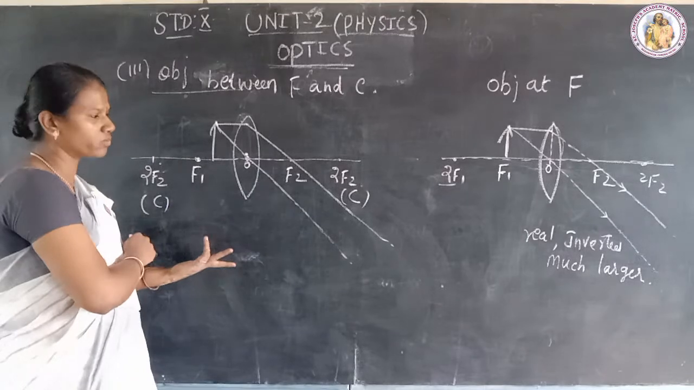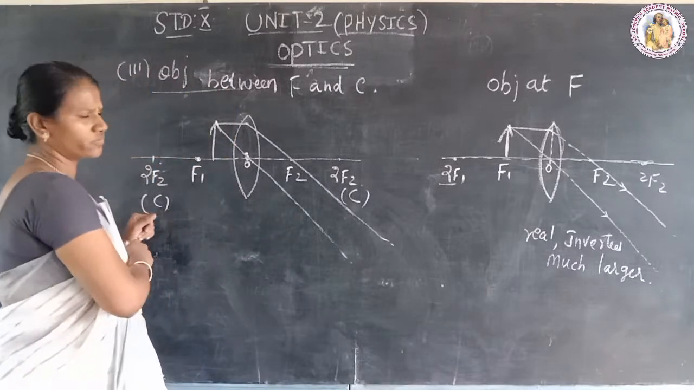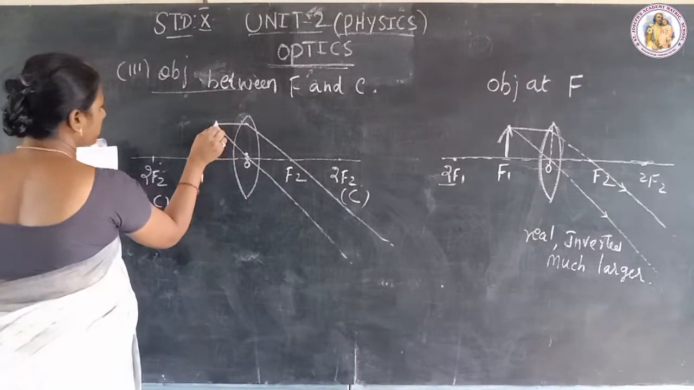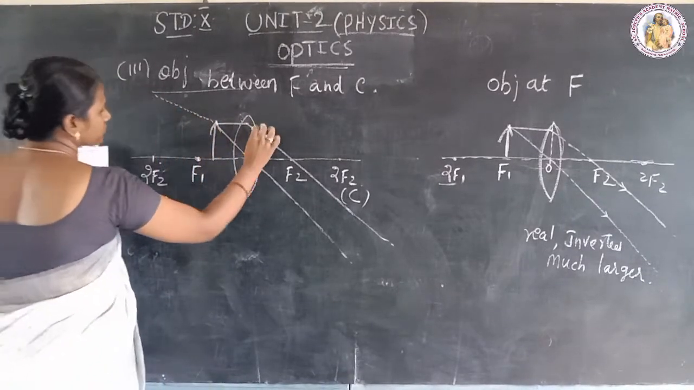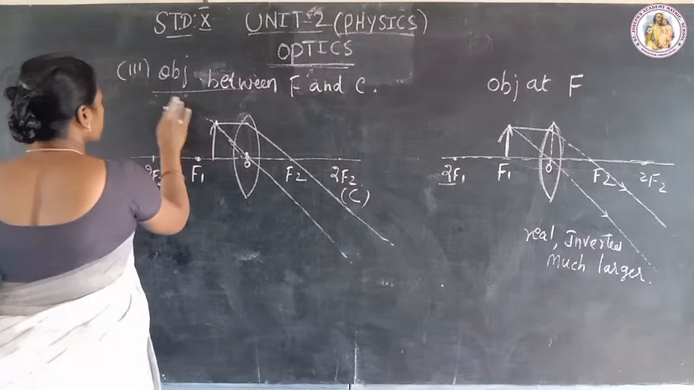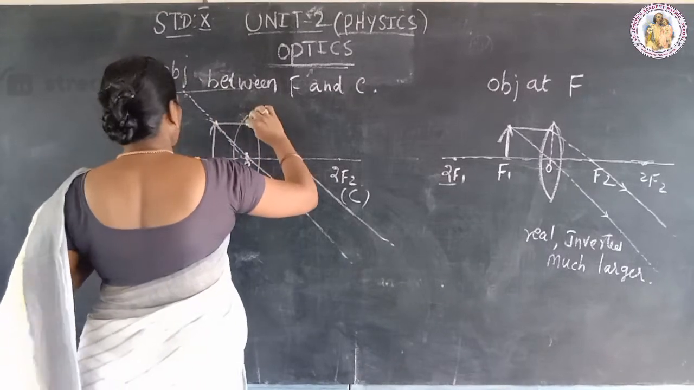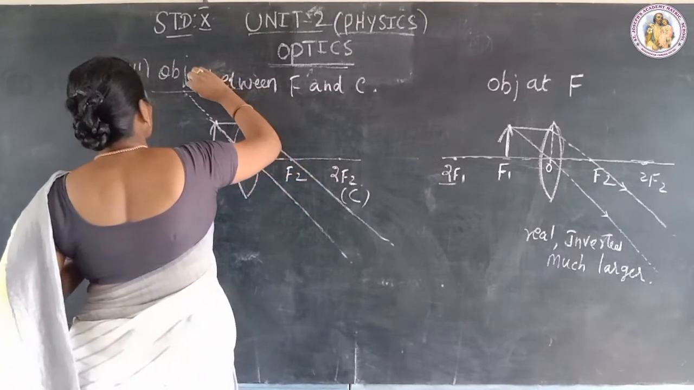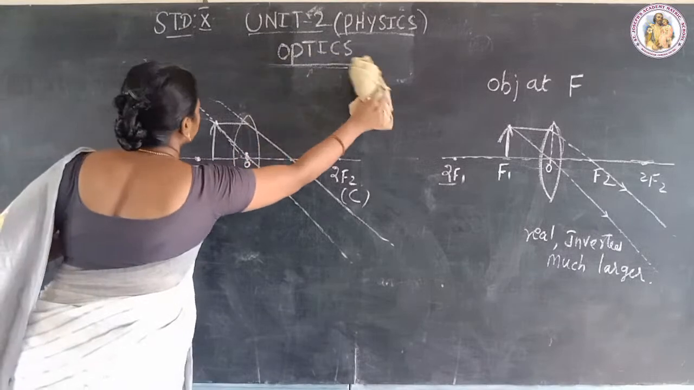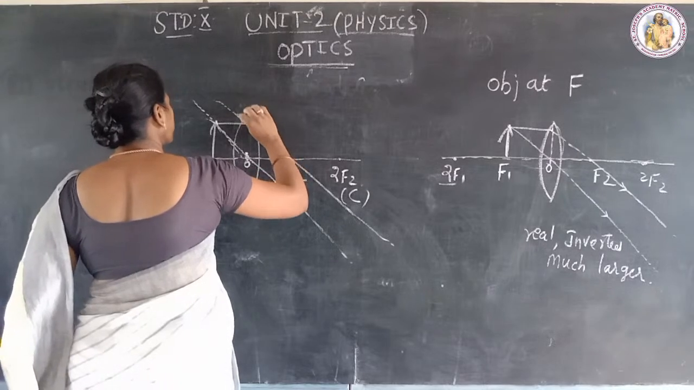So where will the image form? The two refracted rays do not intersect, but an image still forms. But where will the image form? See, if we extend these lines backward, what happens? These two rays are meeting at a point. See here, the refracted rays are perpendicular.